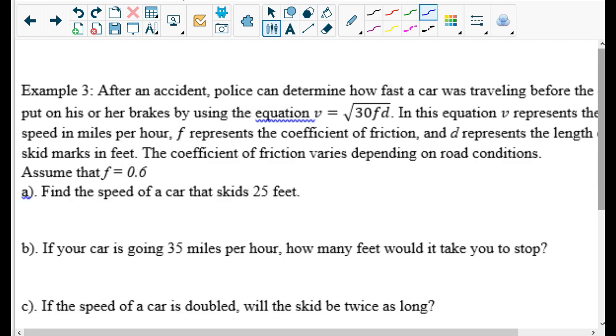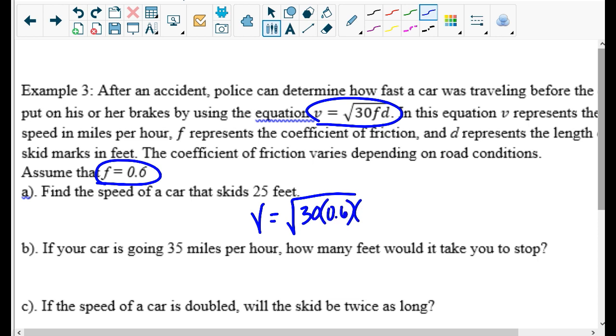Alright, let's take a look. We have an application type problem here. Okay. So after an accident, police can determine how fast the car was traveling before the driver put on his brakes using the equation. So they give us this equation here. Okay. V represents speed in miles per hour. F is the friction, and D depends on the skid marks in feet. Okay. So in this case, we're going to assume F is 0.6. Okay. So find the speed of the car that skids 25 feet. So it's pretty straightforward. We're given this speed equals square root of 30 times my friction 0.6 times 25.